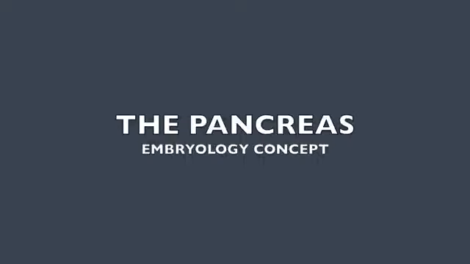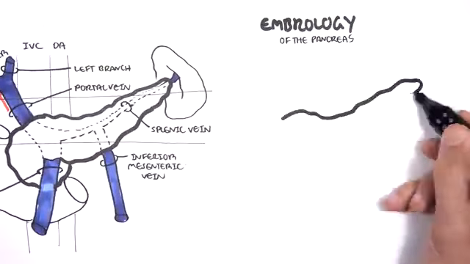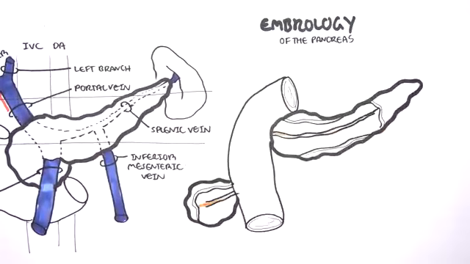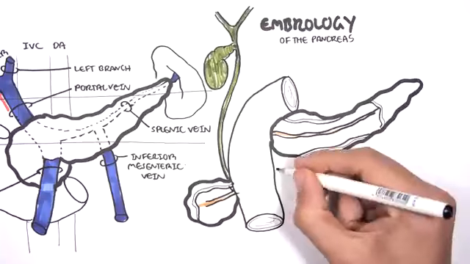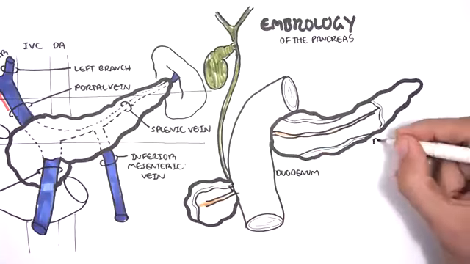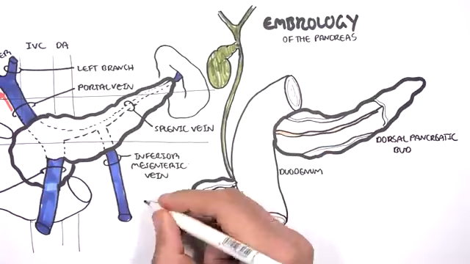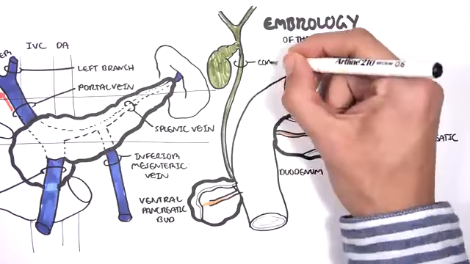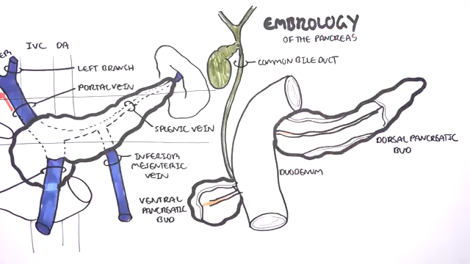Now let's look at the embryology of the pancreas. You have the duodenum here. Here is your dorsal pancreatic bud, and then you have your ventral pancreatic bud on the other side. The biliary system, here is a common bile duct, will drain into the main pancreatic duct, which is actually where the ventral pancreatic duct will be.